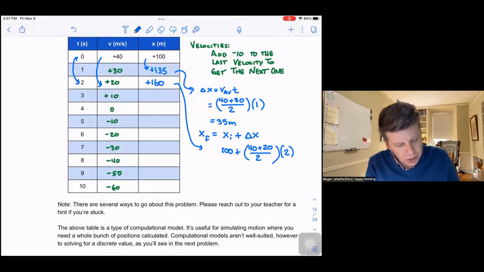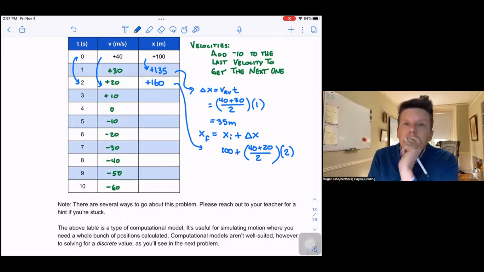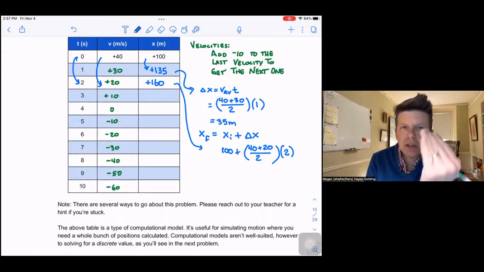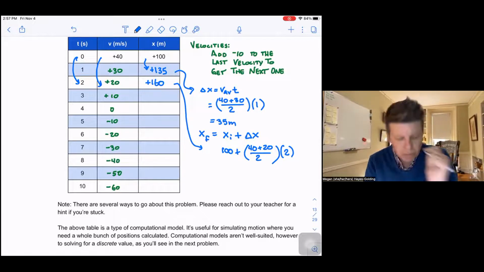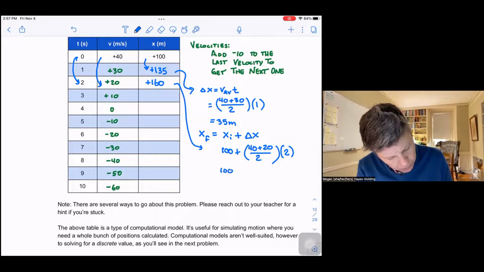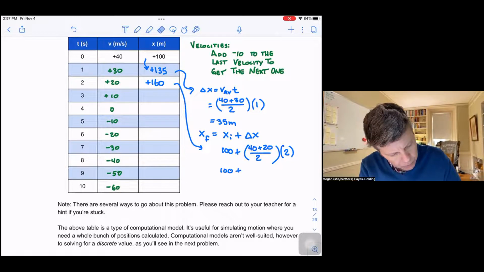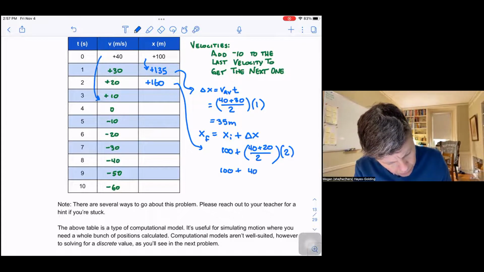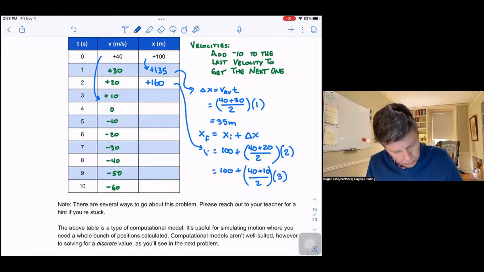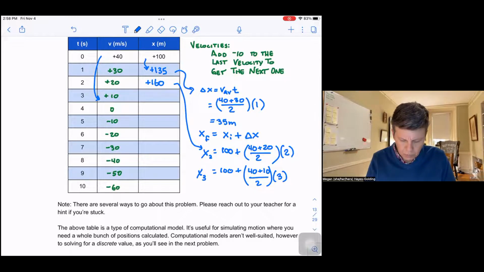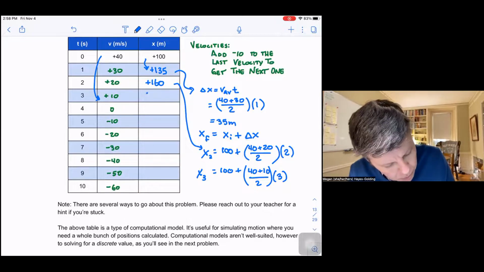So now my space is starting to get a little full. So we'll just do the next one, and then I'll let you calculate out the rest yourself. This time I get 175 meters.